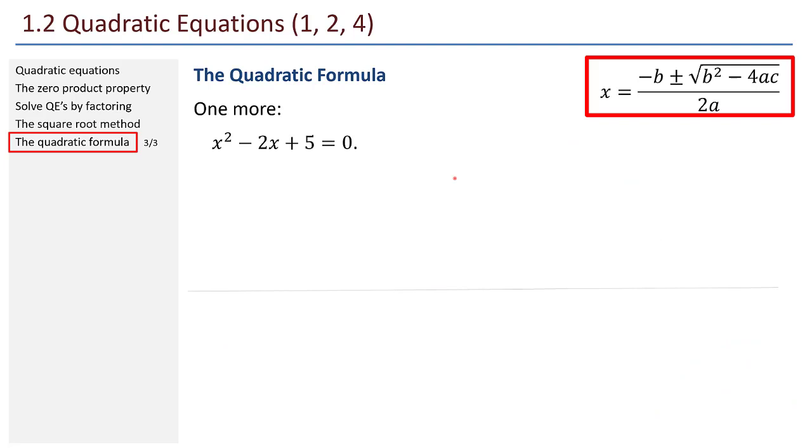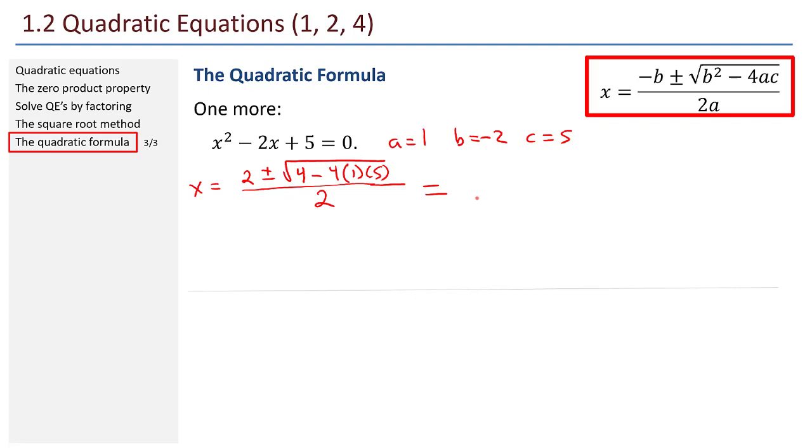Last equation. Here we go. X squared minus 2x plus 5 equals 0. A equals 1. B equals -2. C equals 5. Let's apply the quadratic formula. -b, 2, plus or minus the square root of b squared, that's 4, minus 4 times a times c, 5, all over 2a, that's all over 2. So this becomes 2 plus or minus the square root of, and now I have 4 minus 20, -16 all over 2.